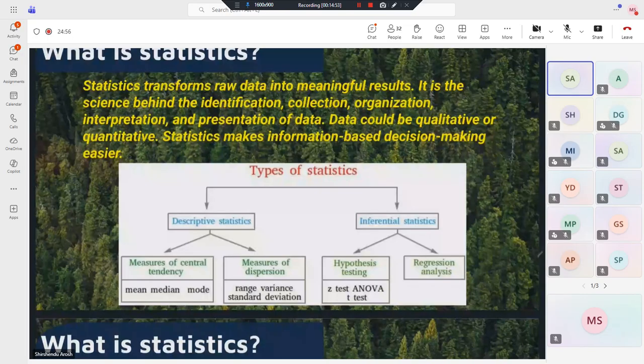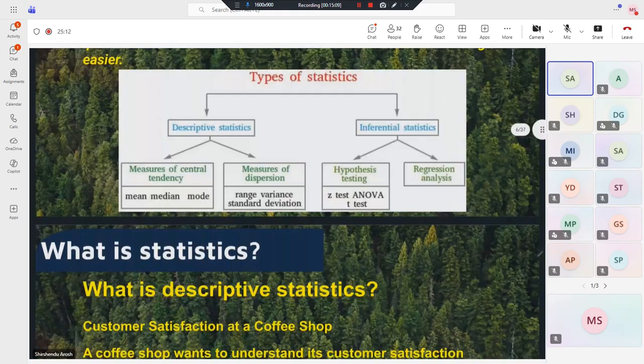And eventually we try to jump into the non-deterministic type of data, non-deterministic type of events, and we'll talk about the estimation, hypothesis, and the sampling theory and all these things. So let's see what descriptive statistics is.